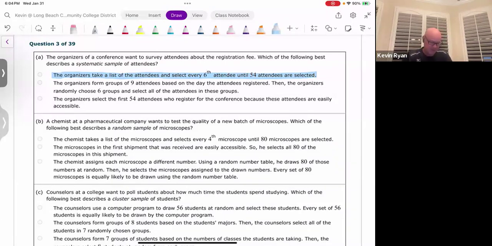A chemist at a pharmaceutical company wants to test the quality of a new batch of microscopes. Which of the following best describes a random sample of microscopes? The chemist takes a list of the microscopes and selects every fourth, that's systematic. The microscopes in the first shipment that was received are easily accessible, so he selects all 80 of the microscopes in the shipment. That's convenience. The chemist assigns each microscope a different number using a random number table and so on. That one is definitely the random.